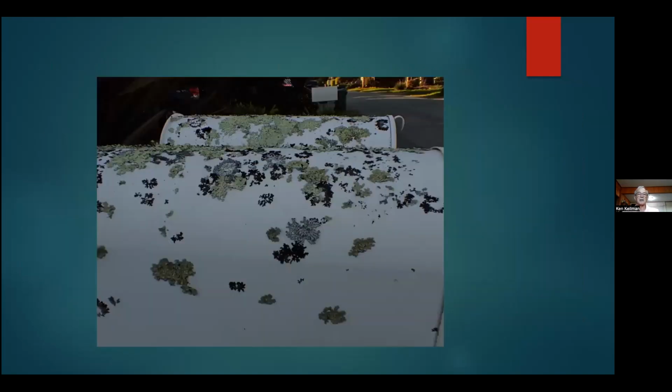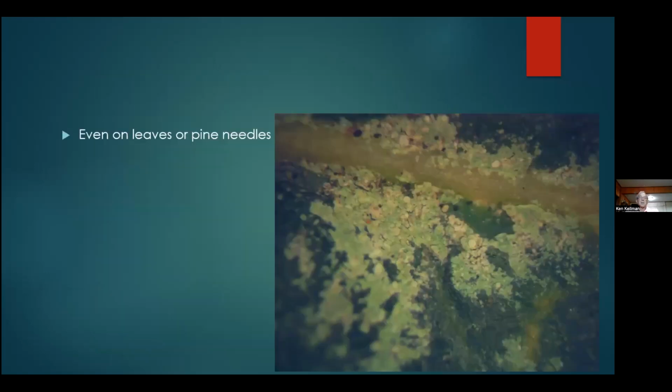They also grow on painted metal mailboxes and cars and leaves. They grow on leaves or pine needles. Now here's a picture. This is an extreme close-up. You can see, here's the midrib of a tan bark oak leaf, and here's a lichen growing on the surface of that leaf. So they've pretty much found a way to grow on anything.